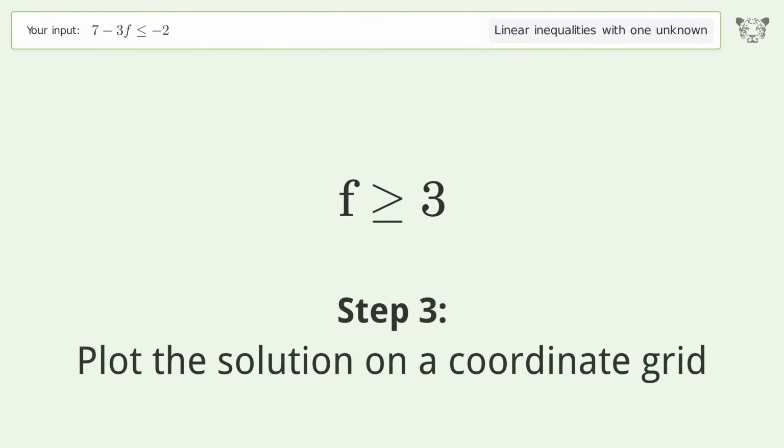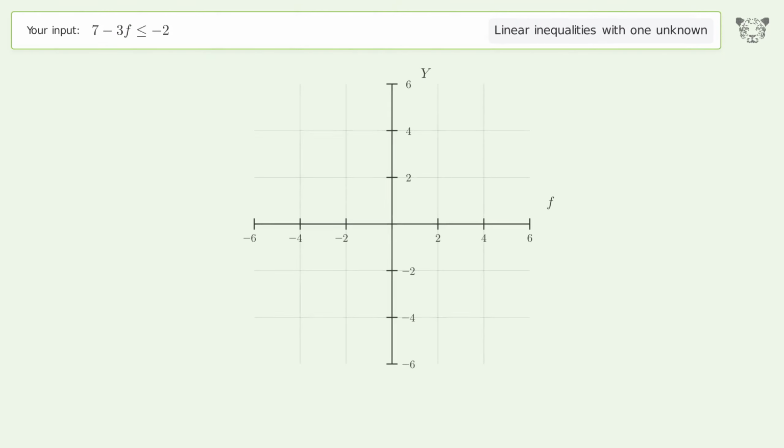Plot the solution on a coordinate grid. And so the final result is f equal or greater than 3.